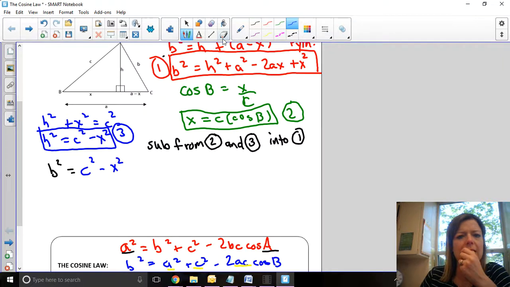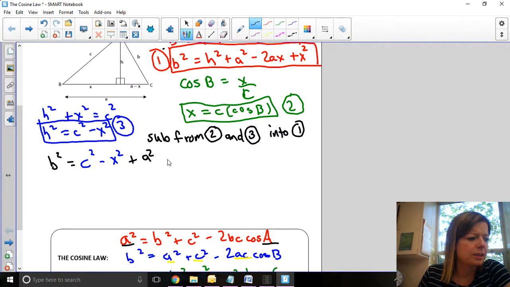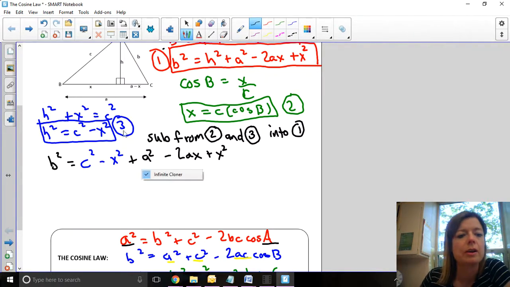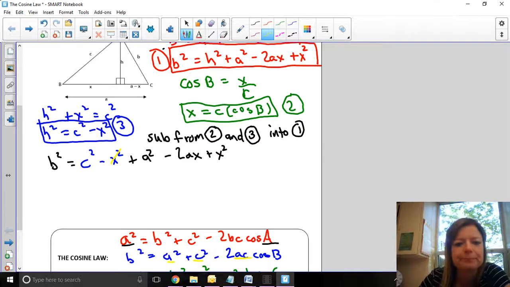Okay, and then it says plus a squared. So I'll put plus a squared minus 2ax plus x squared. Okay, so all I've done so far is put number 3 in. So what do you notice here? Well, look at, we have a minus x squared and a plus x squared. So those cancel each other out, which is pretty handy.